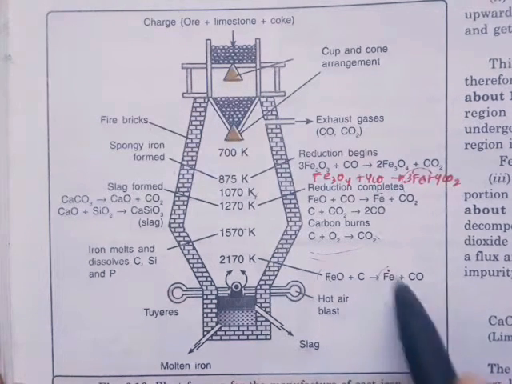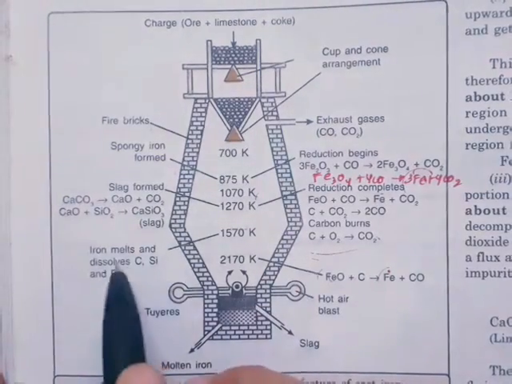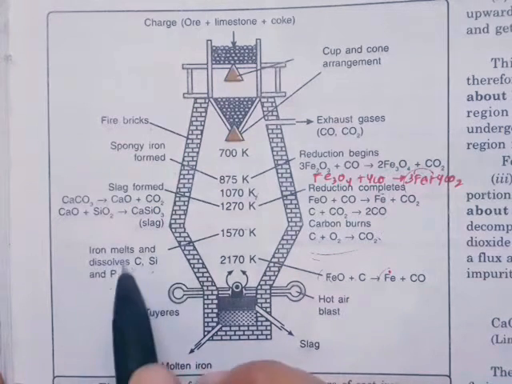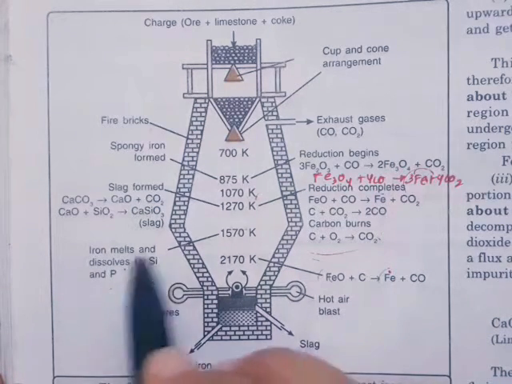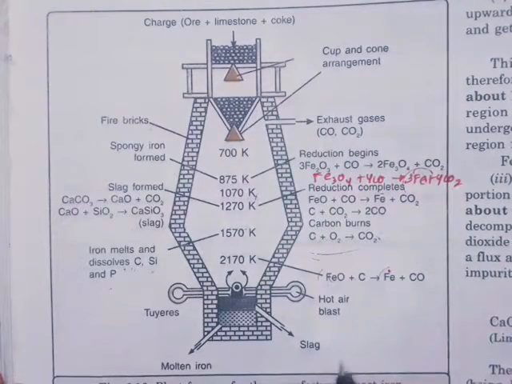Now this iron, which is formed in the blast furnace, will melt and dissolve some carbon, silicon, and phosphorus, so it will have some impurity in it. So this iron which we get from the blast furnace is what is called pig iron.